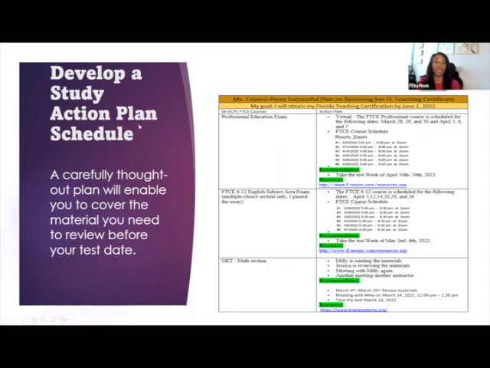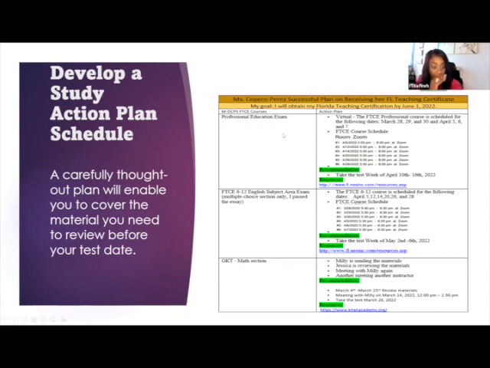Okay, so going back to our study action plan, which is a carefully thought out plan which will enable you to cover the material you need to review before the test. Now, I'm not sure if you all are required to pass the test prior to graduation, or if there's a window after your graduation, whenever that deadline is, right? So you've got to have that test by this date. You want to start studying for the test about 2 weeks out from when you're going to take it, right? So you put your plan in place, you set out your times, you set out your dates.